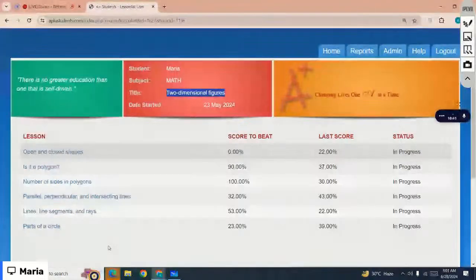Okay, here I am on the grade 4 math. The chapter we are on right now is 2 dimensional figures. Let's just start with the first lesson, that is open and closed shapes. Let's just start with the lesson.